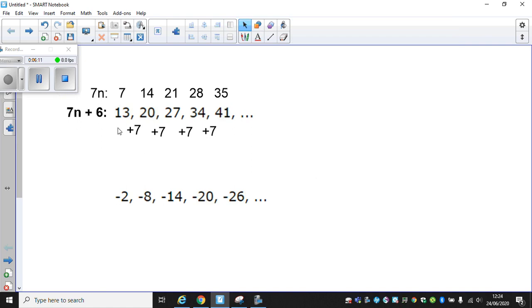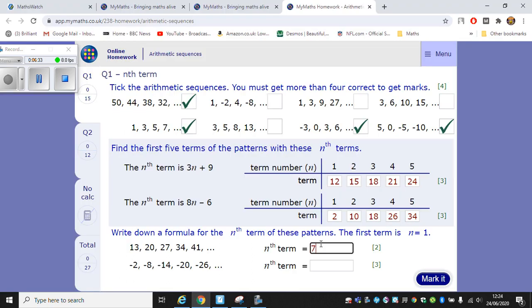And I can do a little check to see if that's correct. So 7 times 1 add 6 gives us 13. 7 times 2 add 6 gives us 20. 7 times 3 add 6 gives us 27, and so on. So my first answer is going to be 7n plus 6. I'm going to write that in here.